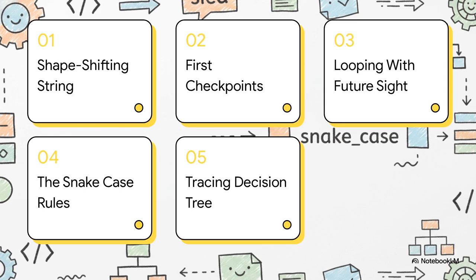Okay, so here's our roadmap for the breakdown. 1. The shape-shifting string problem. 2. First checkpoints and validation. 3. Looping with future sight. 4. The snake case rules. And 5. Tracing the decision tree.